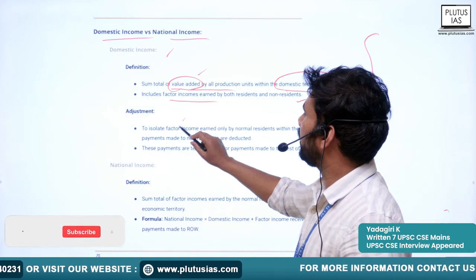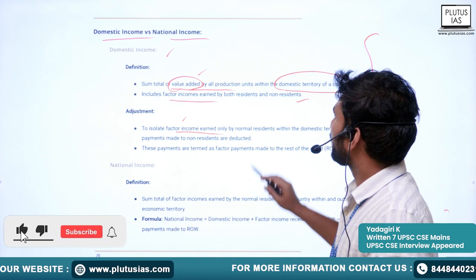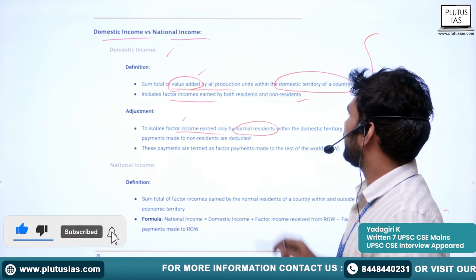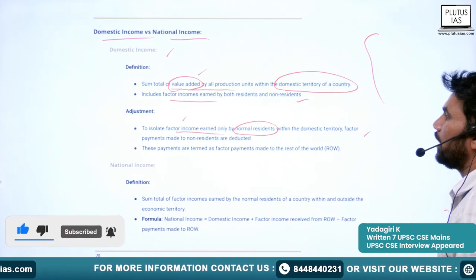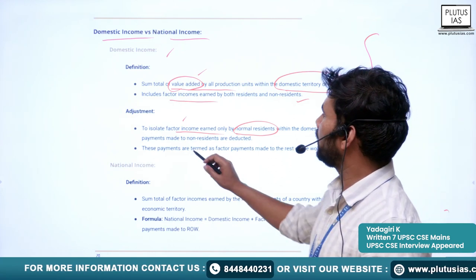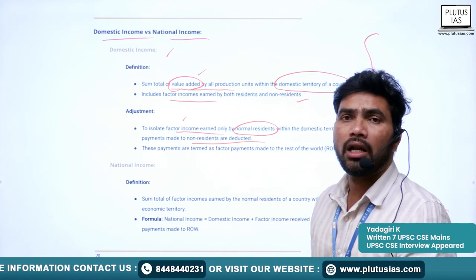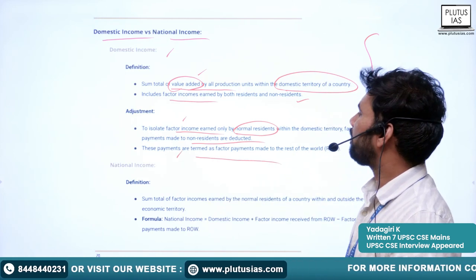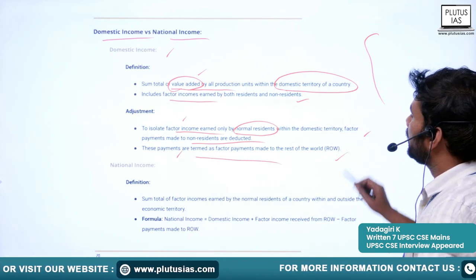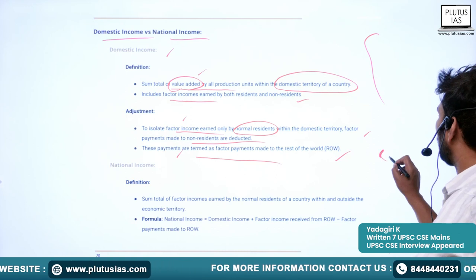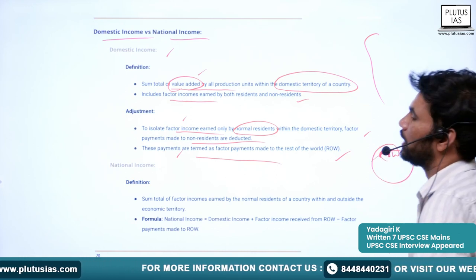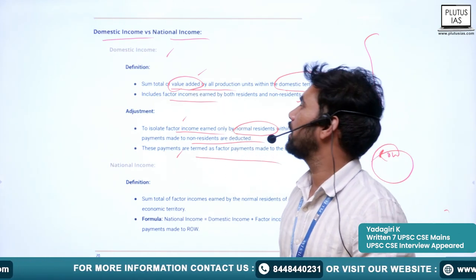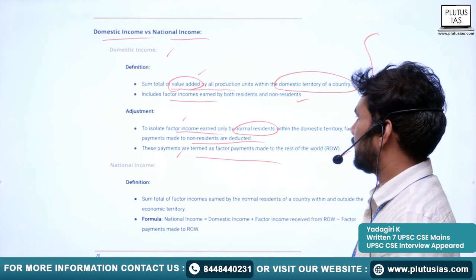Adjustment to isolate factor income earned only by the normal residents within the domestic territory: factor payments made to non-residents are deducted. So these payments are termed as factor payments made to the rest of the world, ROW. Through that we will achieve the domestic income.